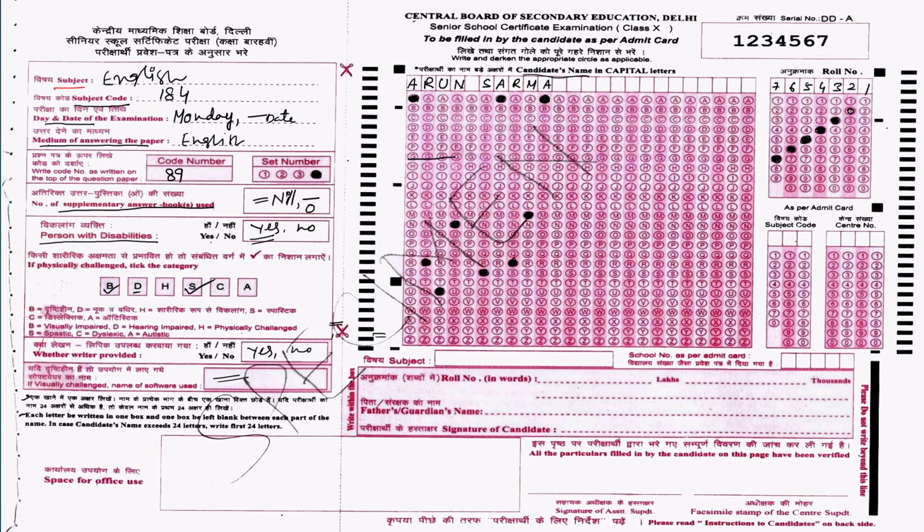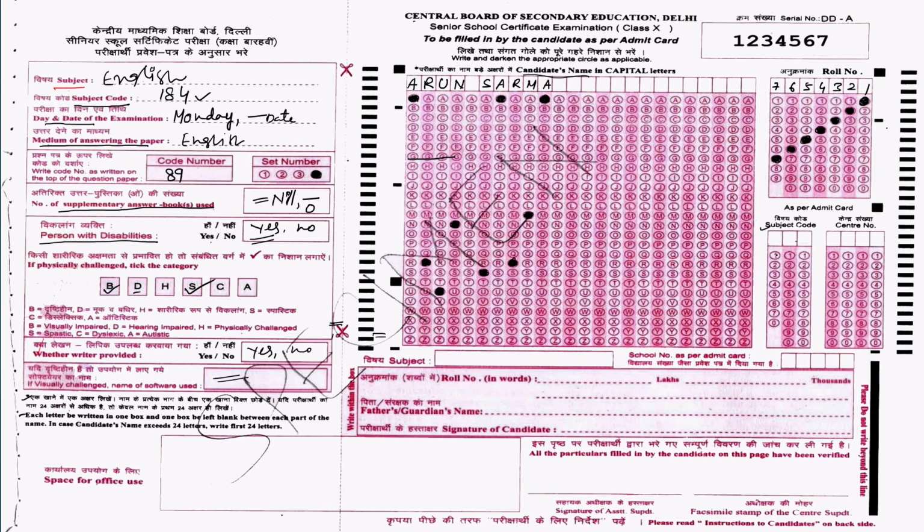Then 2. And then 1. So whatever is your roll number, that roll number's digits you have to write in the boxes, and you have to darken the correct numbers in the given circles. After that, you have to write the subject code. The subject code is already written here, that is 184.